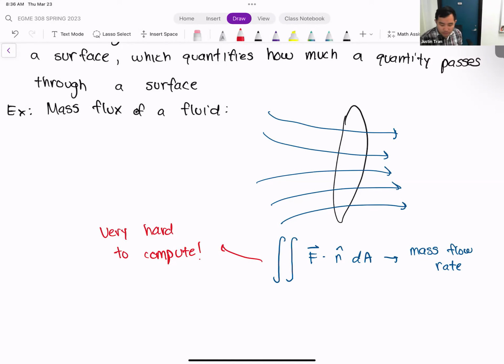Okay? What we would rather do, and what's a lot easier, is that a lot of times we would want to convert the surface integral into a triple integral. And believe it or not, that's actually going to be easier for us to compute.